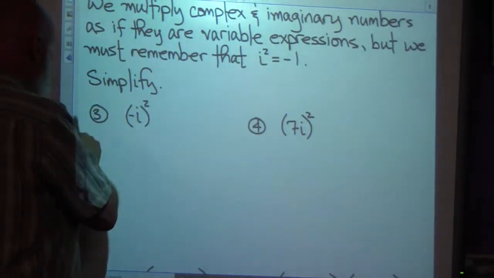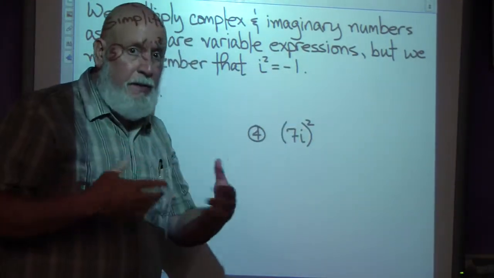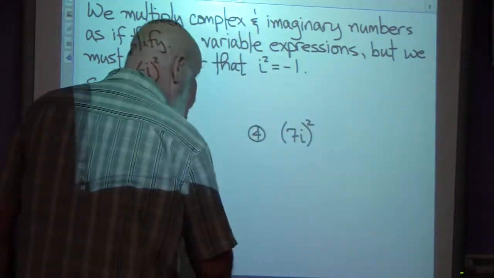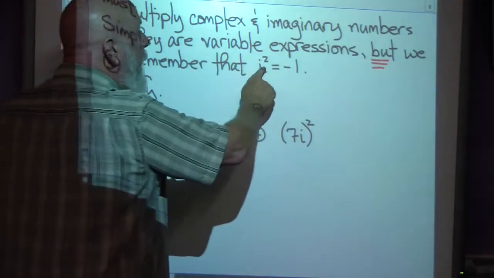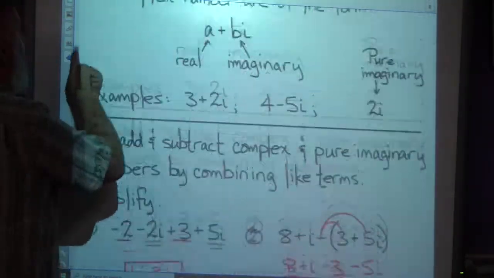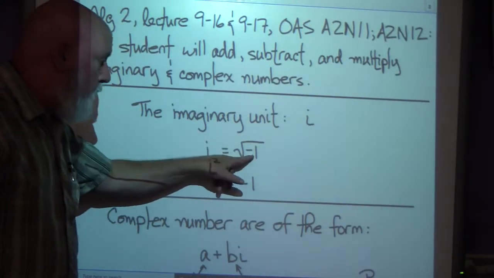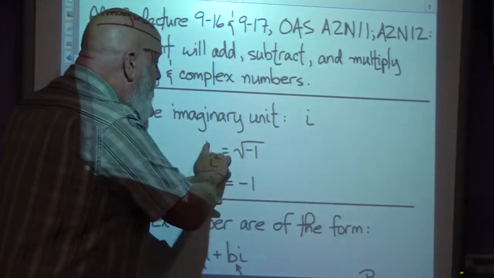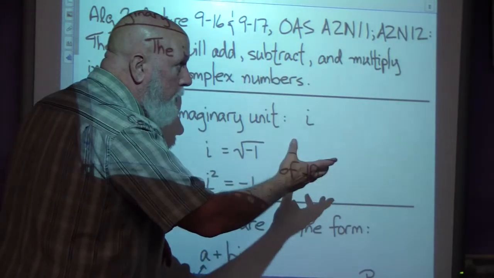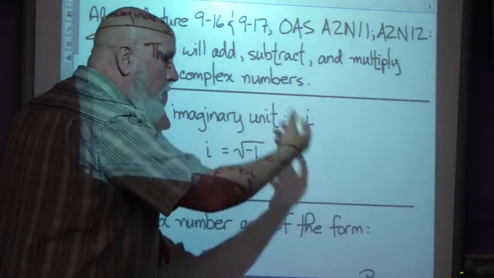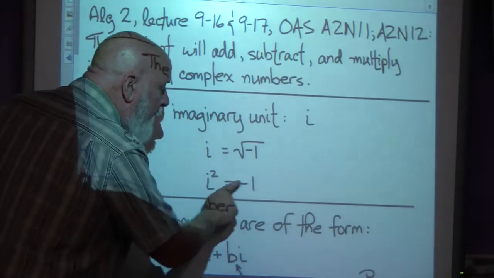It says we multiply complex and imaginary numbers as if they're variable expressions. So we treat them just like they're variables again, but we must remember that i squared is negative 1. The definition of the imaginary unit i is i equals the square root of negative 1. That means that if I multiply i by itself, I get negative 1. Just like if 5 equals the square root of 25, that means that 5 times 5 is 25. i equals the square root of negative 1 means that i times itself is negative 1.